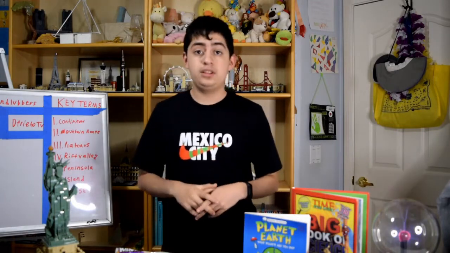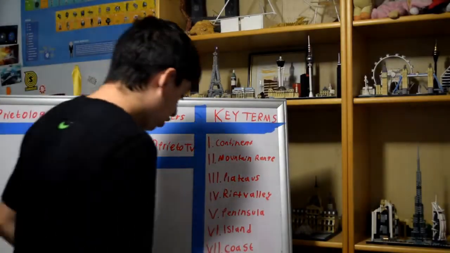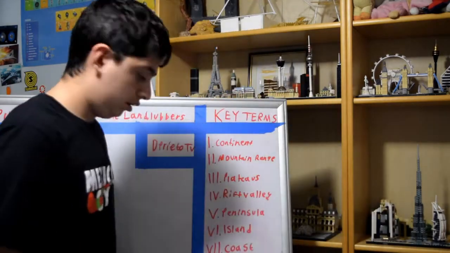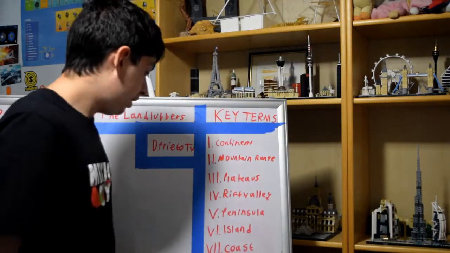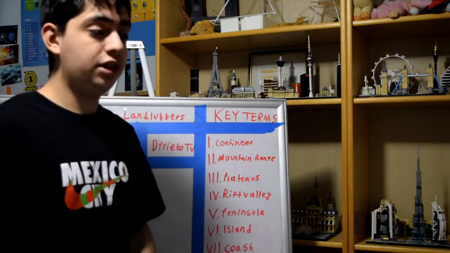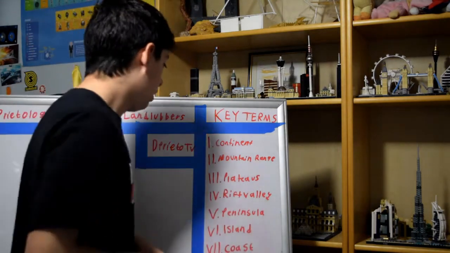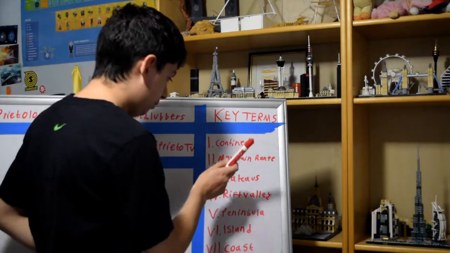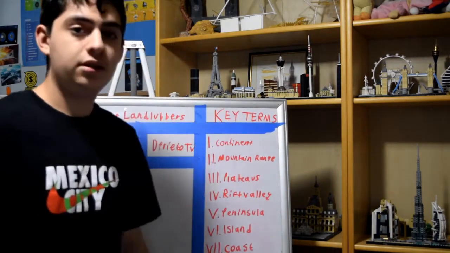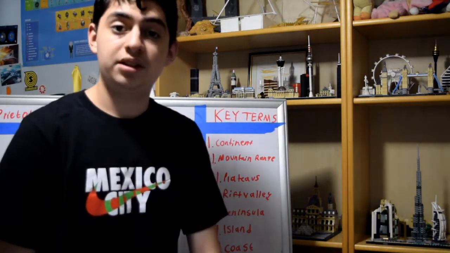Let's go over the key terms. We had 5 last time, and today we only got 7, not much, but it's going to be an exciting one. We even have our demonstration, like I said, will be happening every episode. So let's get down to business. We have continent, mountain range, plateaus, rift valley, peninsula, island, and coast. So yeah, let's get started.